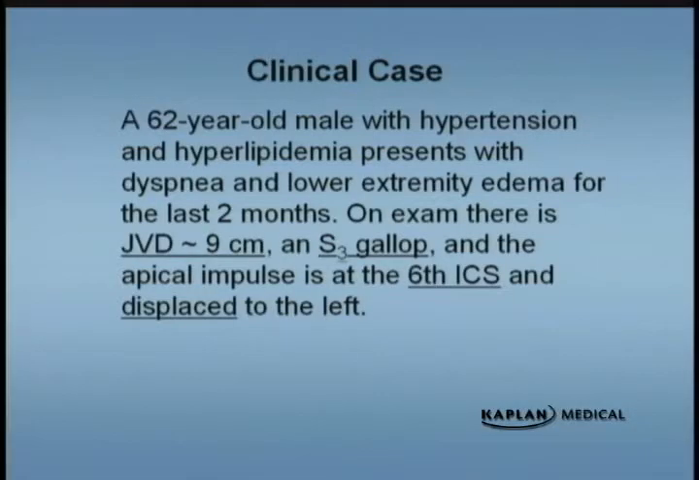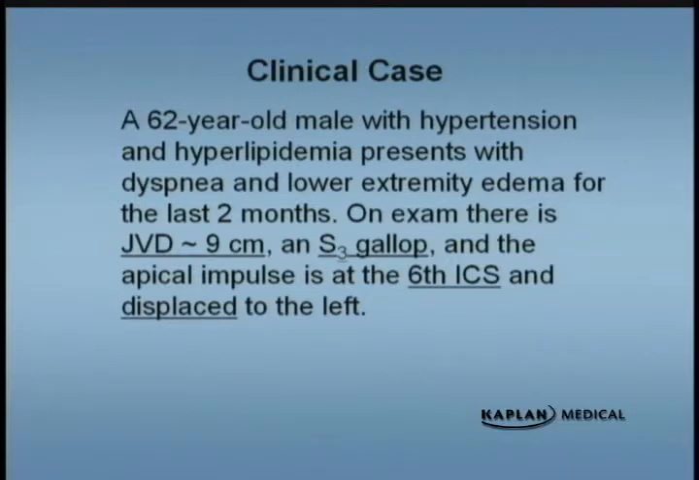We've got a 62-year-old man with hypertension, high lipids, non-specific shortness of breath. On exam, he's got jugular venous distension, a gallop, and a displaced apical impulse. Now, the apical impulse should be in the 5th intercostal space, in the midclavicular line. Midclavicular, that's the middle of the clavicle.